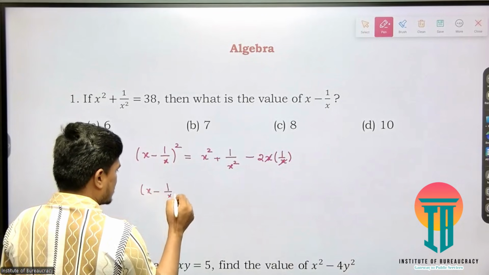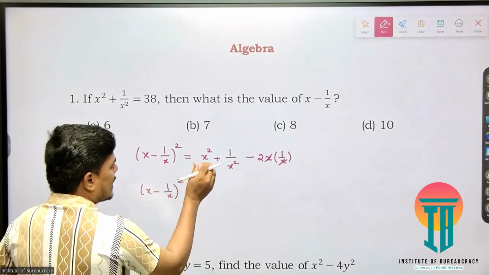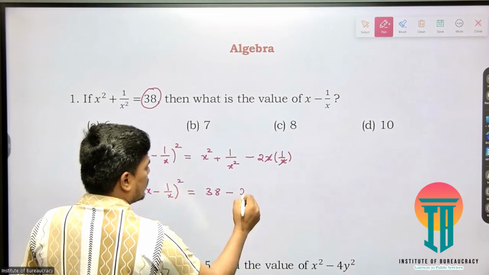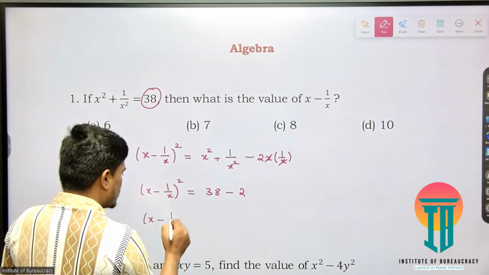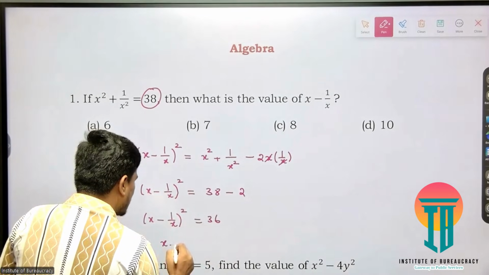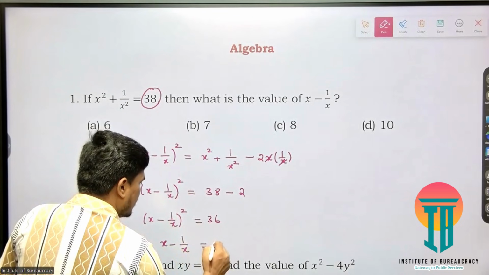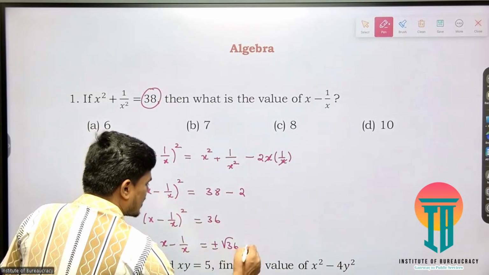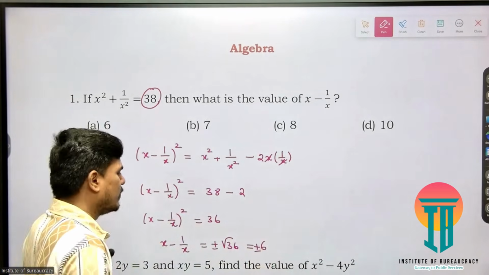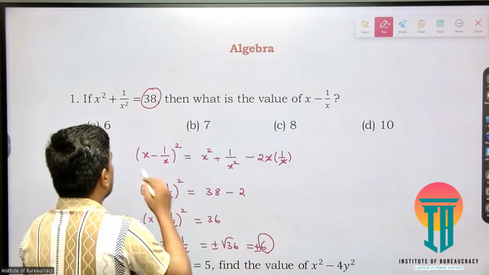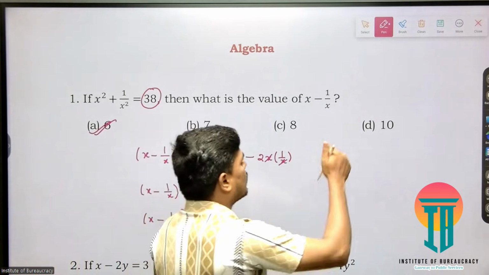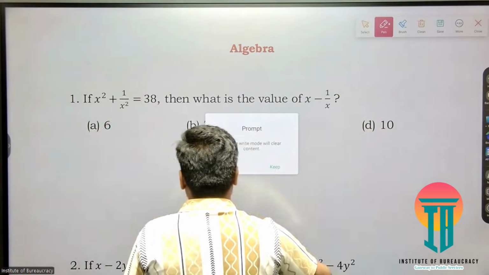x minus 1 by x is what we wanted to find, so let us keep this as it is. This is equal to the x square plus 1 by x square value, which they have given us as 38, minus 2. So x minus 1 by x the whole square is equal to 36. Then x minus 1 by x is plus or minus the square root of 36, which is plus or minus 6. But they have given only positive options, so we'll take plus 6. So the answer is 6. Okay, we'll see one more problem based on the same identity.